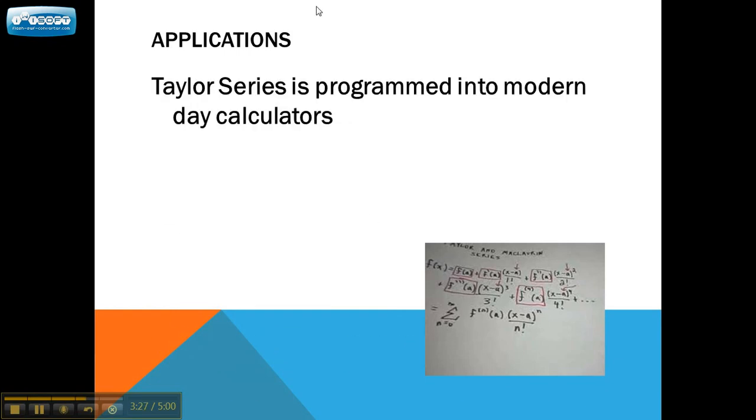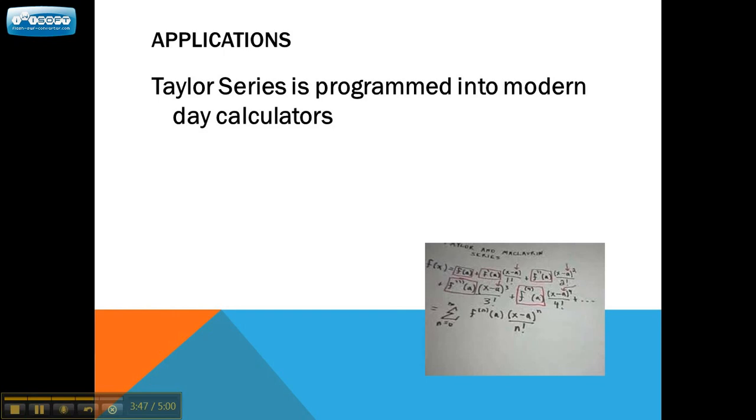The applications of Taylor series are immense. First of all, our modern-day calculators are programmed with Taylor series in them. When a calculus student wants to find the sine of 28 degrees, they enter sine 28 degrees equals on the calculator, and they are given a long decimal approximation of the sine of 28 degrees.